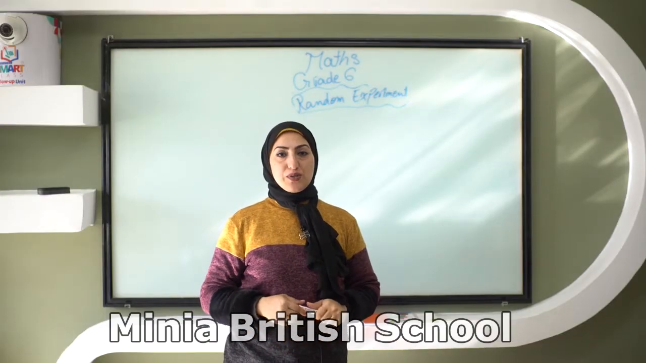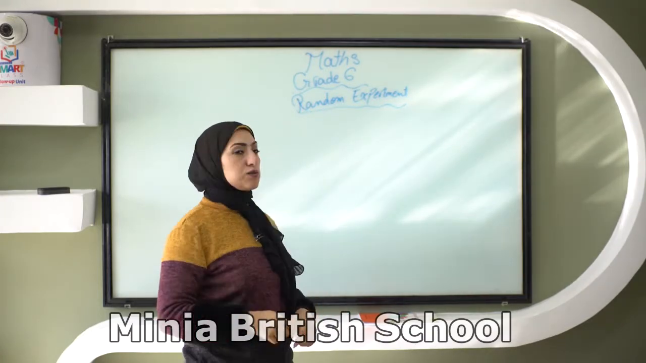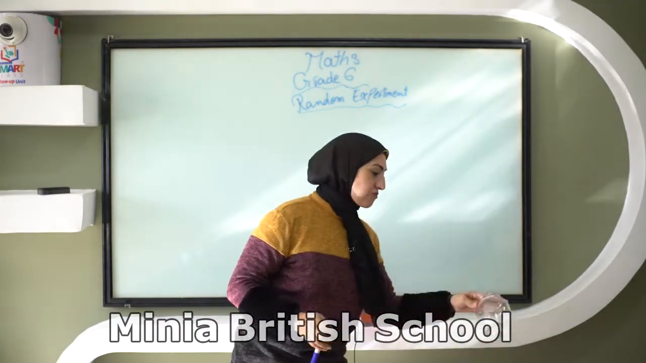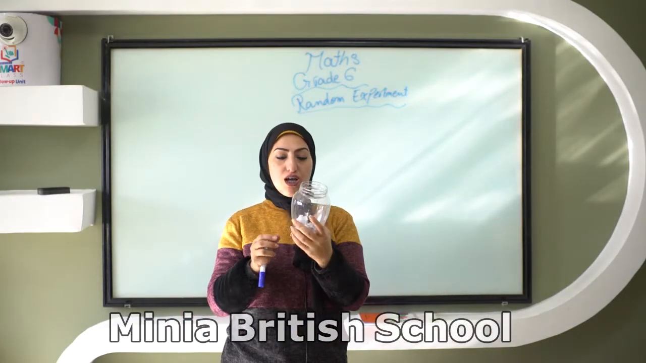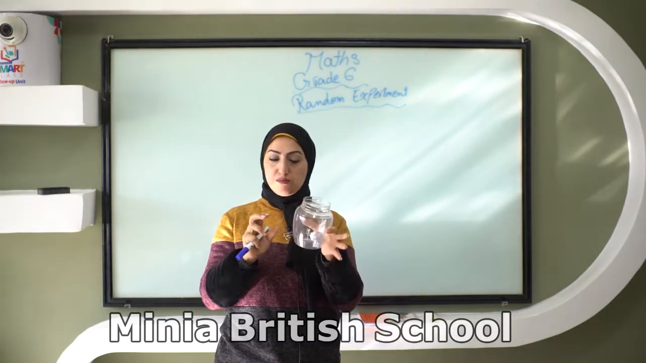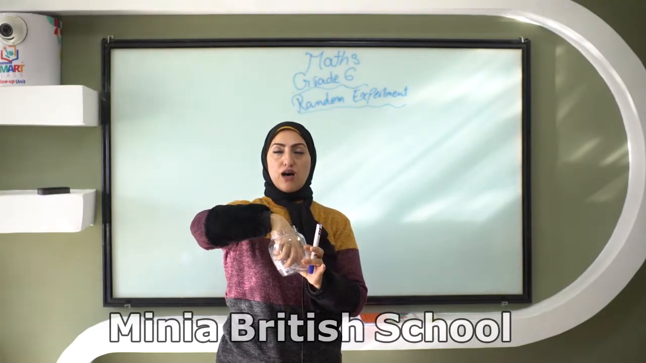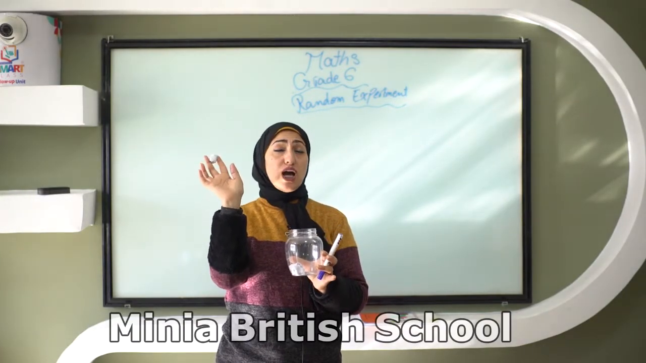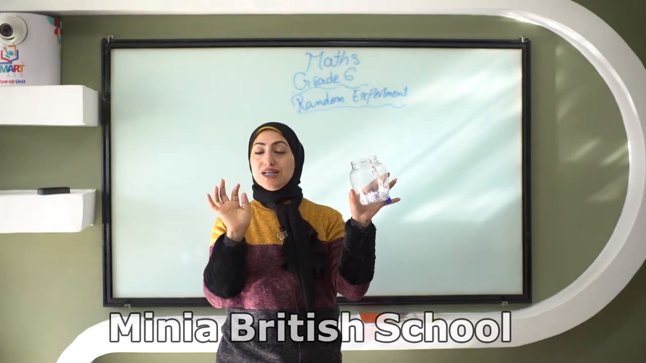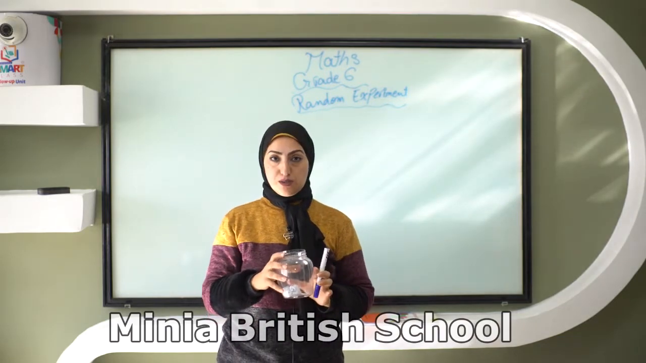Grade 6. Today we will take the second lesson in unit 4, which is the random experiment. What is the meaning of random experiment? Let's see here. I have a jar and I have 3 white balls in it with the same size. If I close my eyes and take one, do I know which one I take? Of course, because all of them are similar. So this can't be a random experiment.